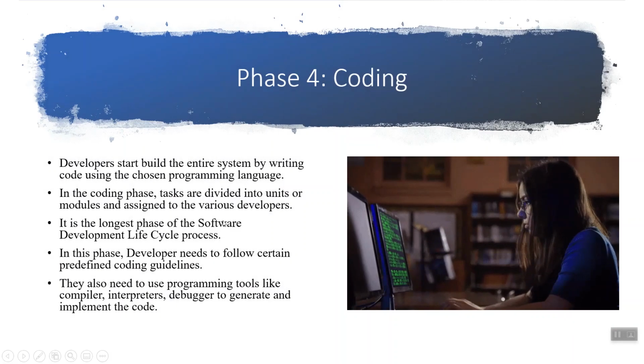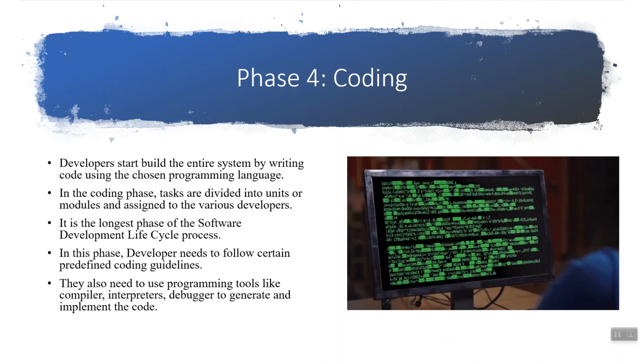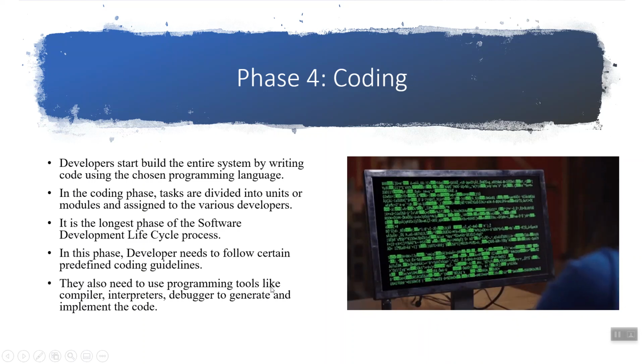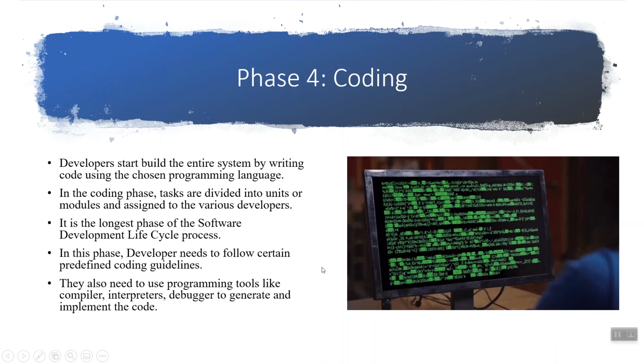The next phase is coding, which is one of the most important phases in the software development life cycle. In this phase, developers start to build the entire system by writing code using the chosen programming language. In the coding phase, tasks are divided into units or modules and assigned to the various developers. This is the longest phase of software development lifecycle process. In this phase, the developer needs to follow certain predefined coding guidelines. They also need to use programming tools like compiler, interpreter, debugger to generate and implement the code.